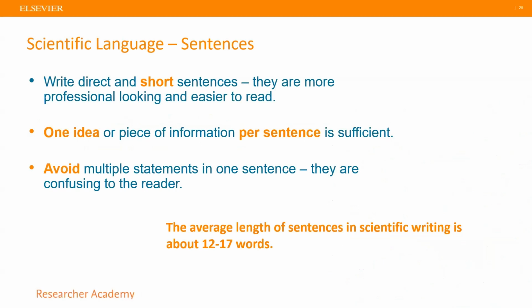Sentences should really be constructed in short and factual bursts of information, because long and complicated sentences tend to confuse readers. That's why I say only one idea should be conveyed in each sentence, so that you stick to what you want to say. Multiple statements should be avoided in a single sentence. The average length of sentences is about 12 to 15 words, so it's not very long sentences.